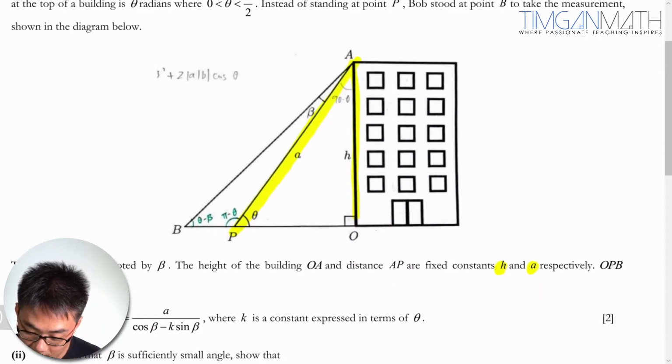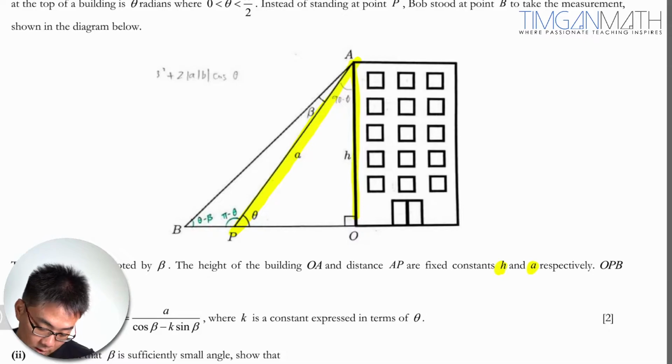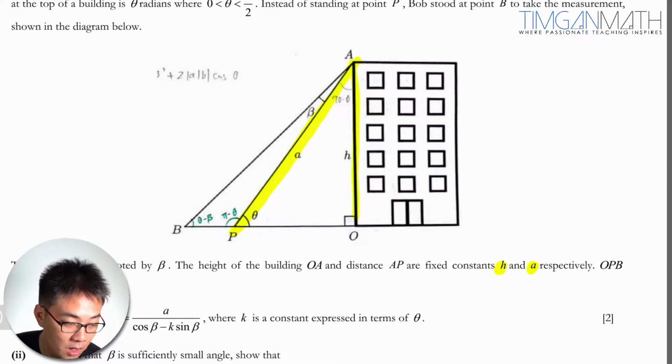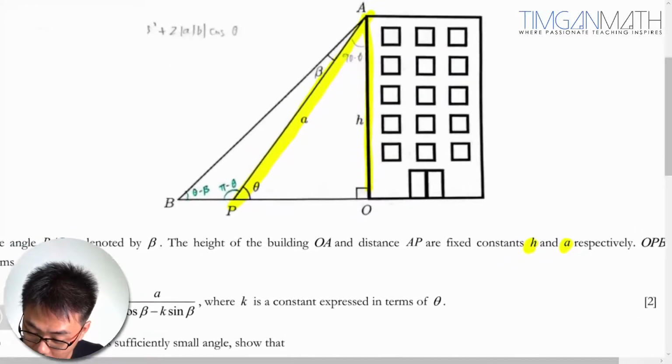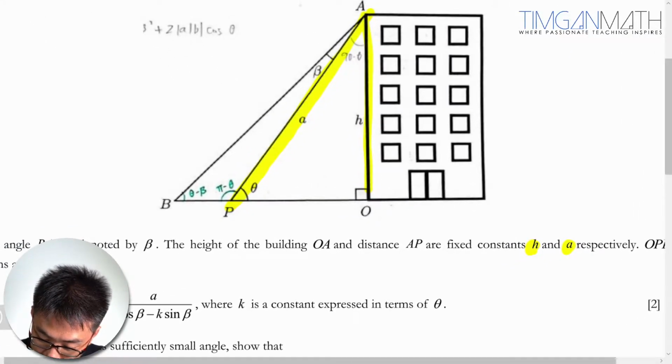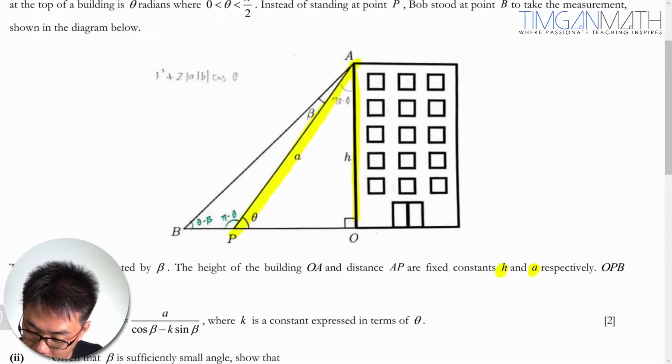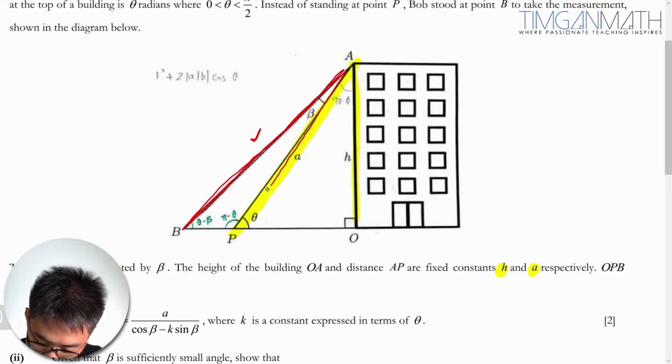Now the first thing is to show that AB is a over cos beta plus k sine beta, expressed in terms of theta. What I would suggest is this: know what you want. You need AB. Where's AB? AB is here. Always look at what you want. This is what you want, it's part of the equation. Then you have a here. This is a.